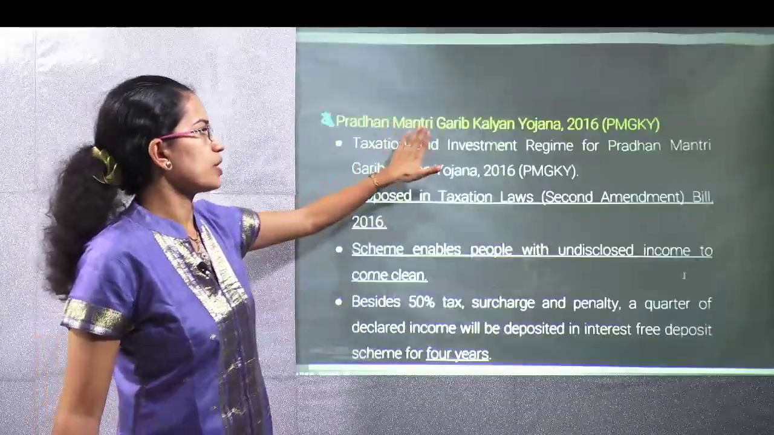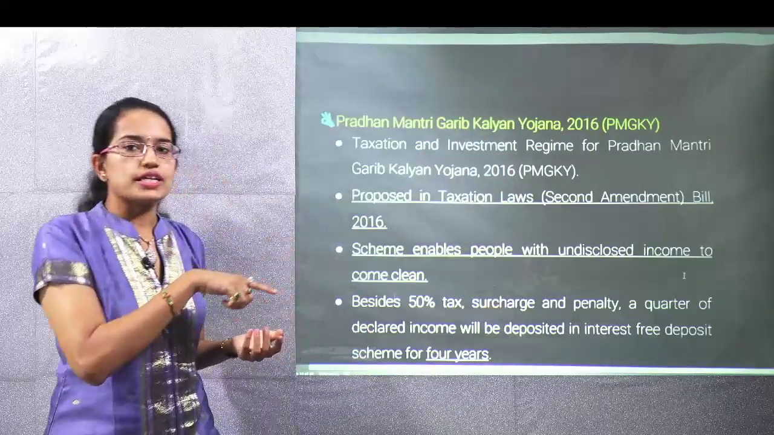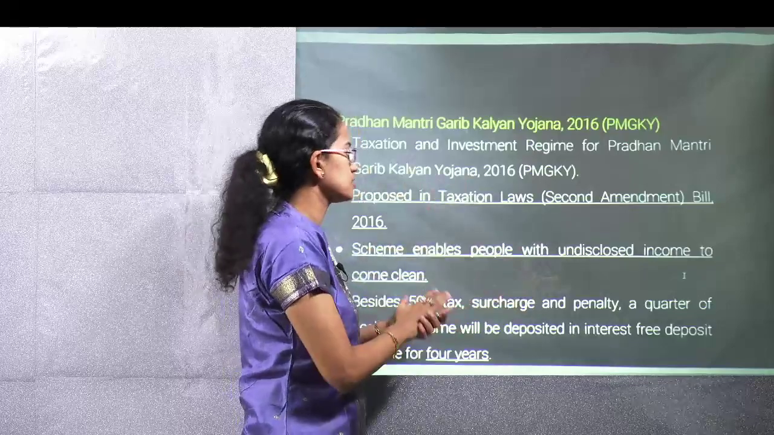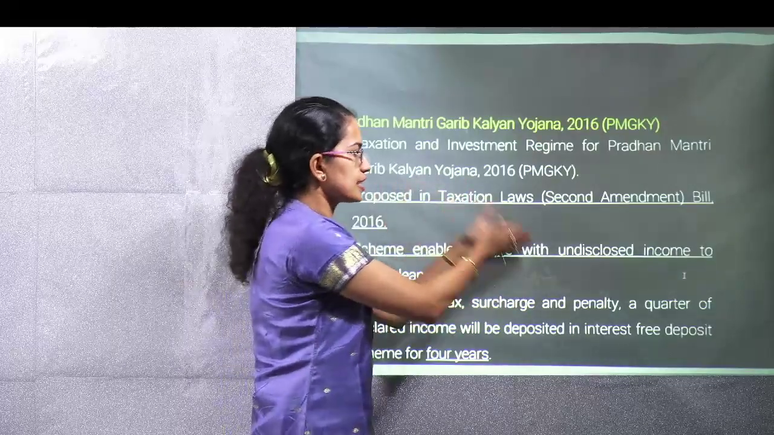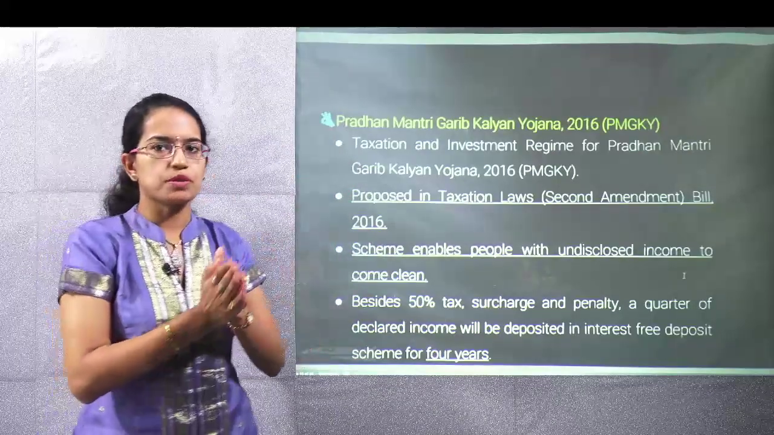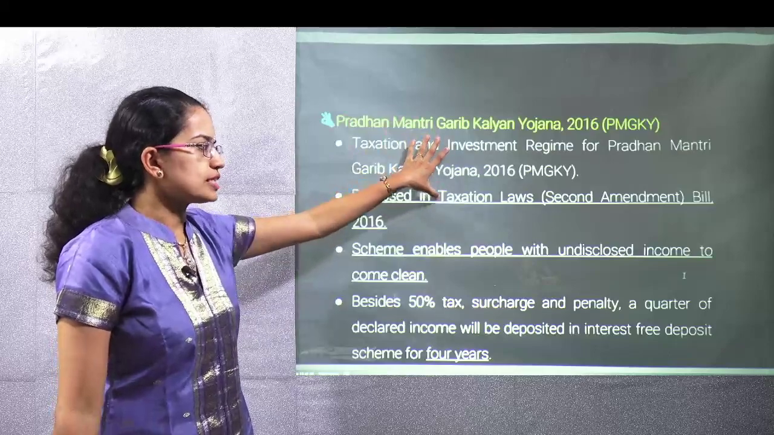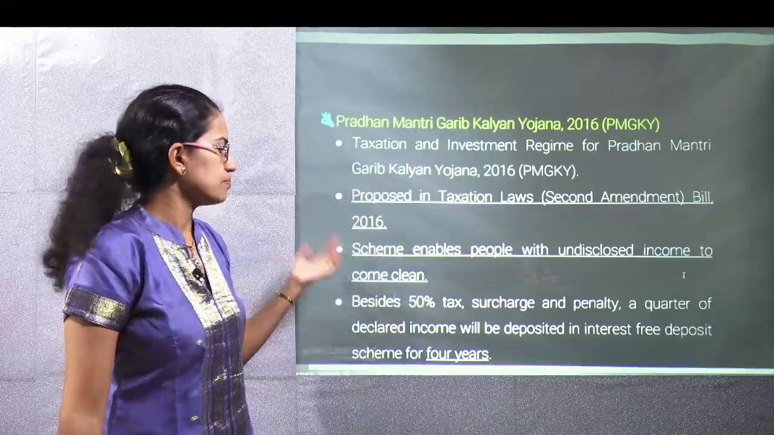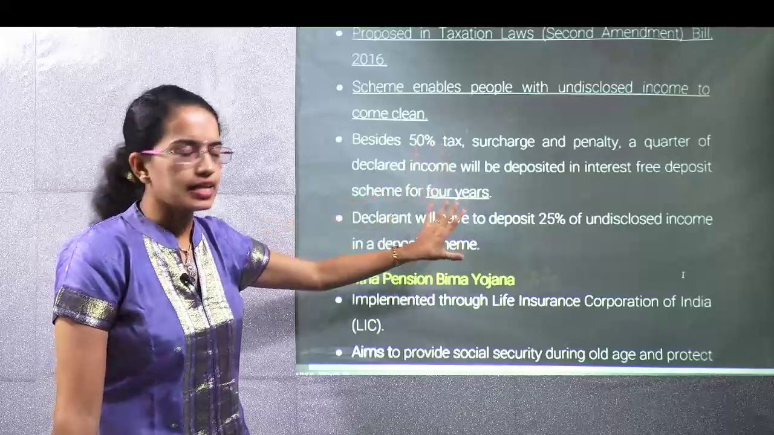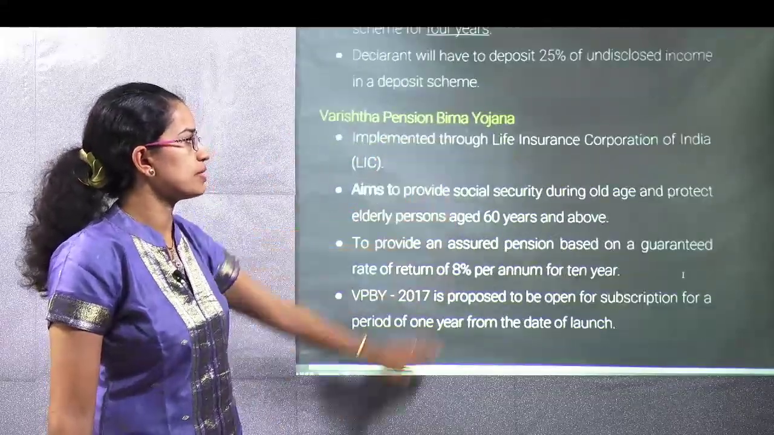This is very important: the Pradhan Mantri Garib Kalyan Yojana. What is important here is, with this scheme, where were the proposed changes? It was proposed in the Taxation Laws Second Amendment Bill 2016. Where it was proposed and what the key changes were are very important. It focuses on undisclosed income that should be declared clean, and the parameters for that have been mentioned here.